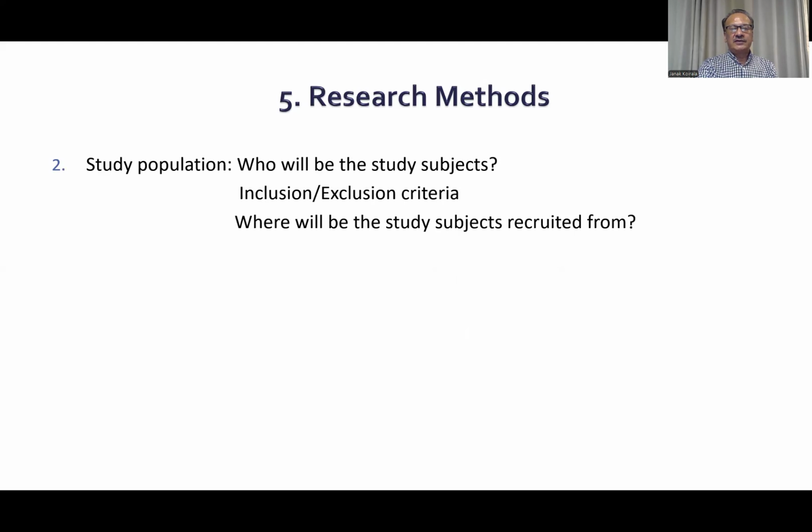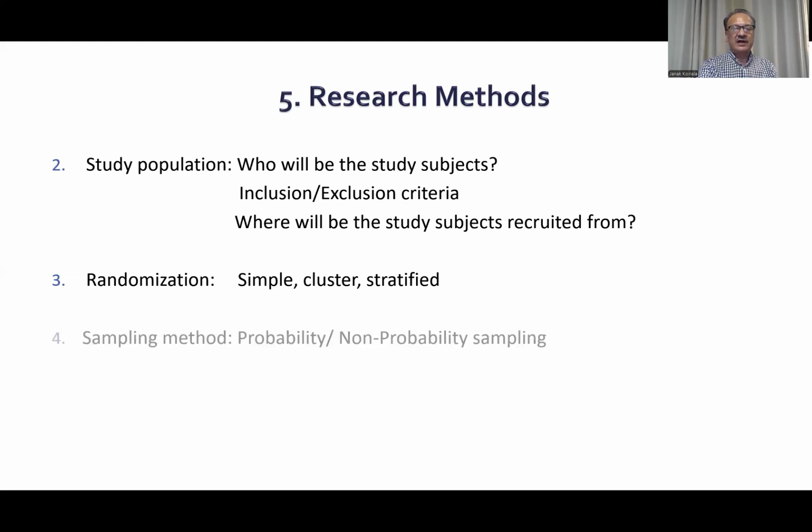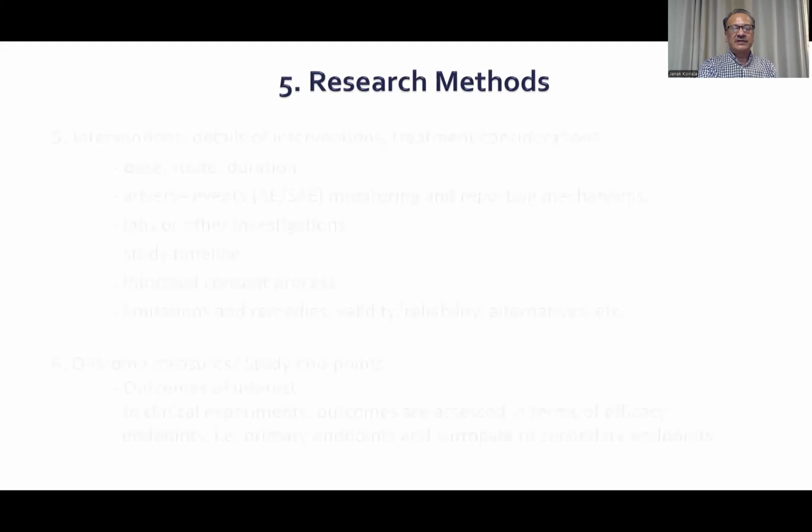Then in research method, we also need to mention who will be the study subjects, include inclusion criteria and exclusion criteria, where will the subjects be recruited from: the hospital, from the community, from the outpatient clinic, etc. Randomization, if it's a clinical trial, is it a randomized clinical trial? And if it's randomized clinical trial, is it a simple randomization, cluster, stratified? The sampling technique, is it a probability sampling technique or non-probability sampling technique?